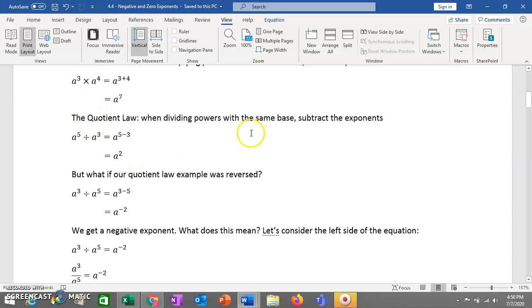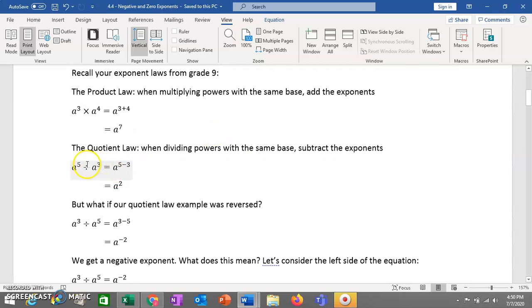Quotient law is very similar, except it says that when you're dividing, you just subtract the exponents. Again, the bases have to be the same. So a to the exponent 5 divided by a to the exponent 3 is equal to a to the 5 minus 3, or a squared.